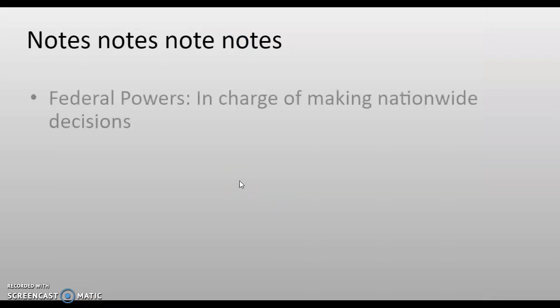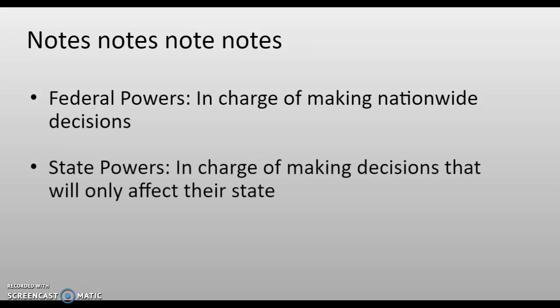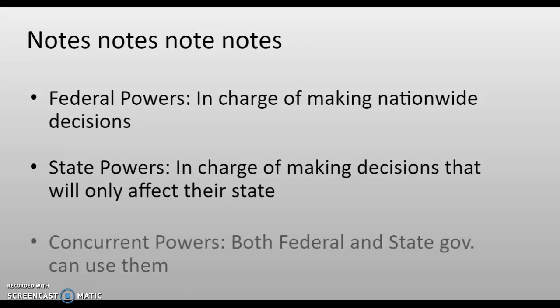Please write these in your notebook. Federal powers, they're in charge of making nationwide decisions. State powers, these are in charge of making decisions that will only affect their state. Concurrent powers, these are powers that they both share. Please pause the video to get this on page 79.